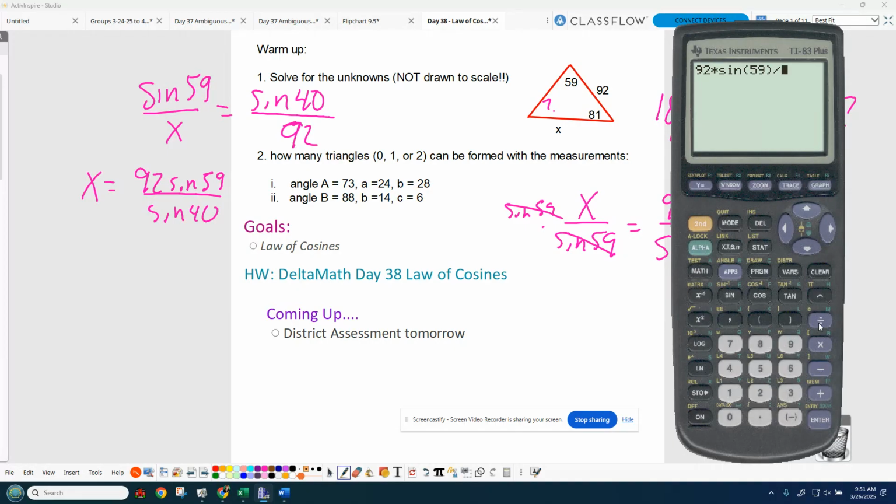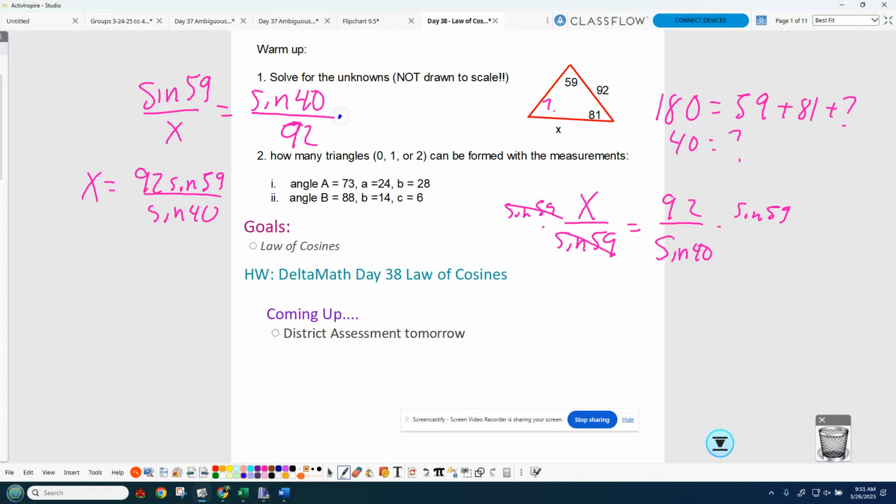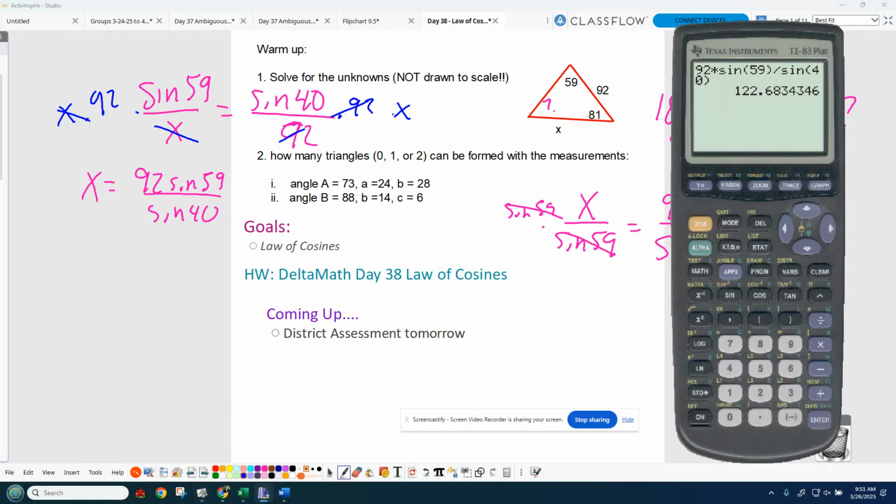So 92 times sine of 59, I'm making sure to close the parentheses, divided by sine of 40, and oddly this one, you don't have to close it. 122.68. Yes, Keith. Why is it multiplied? So basically I'm cross multiplying, and now I have to divide by that sine 40. So again, our answer here was 122.68.